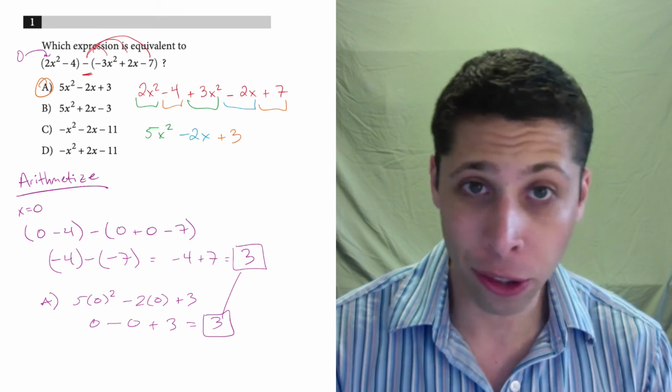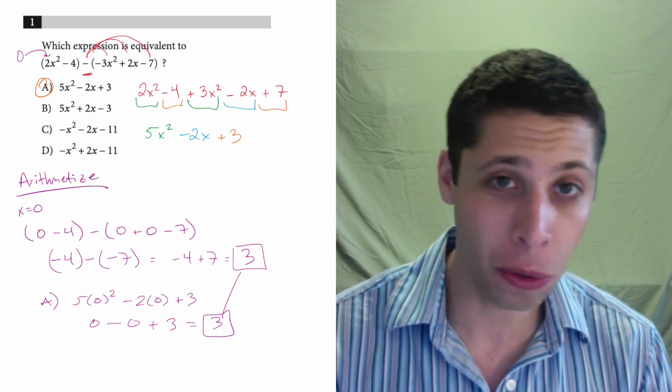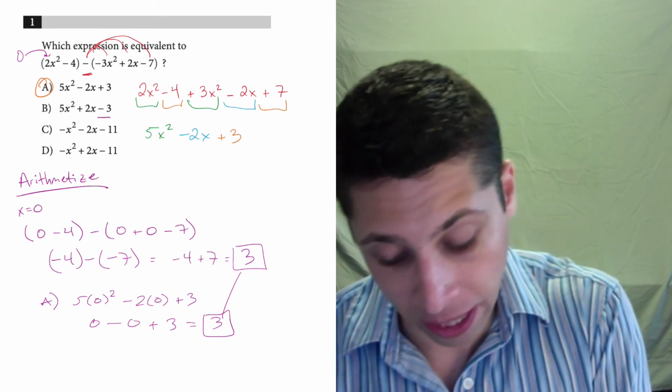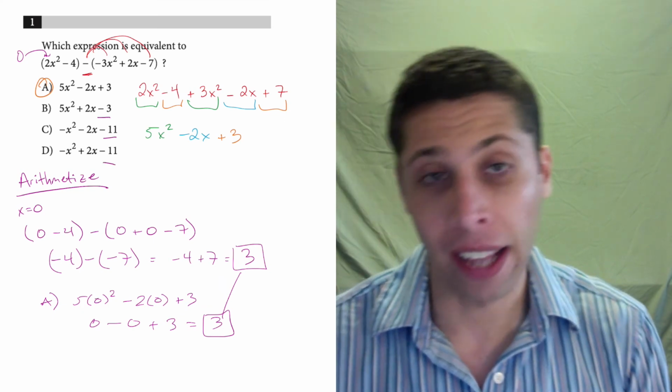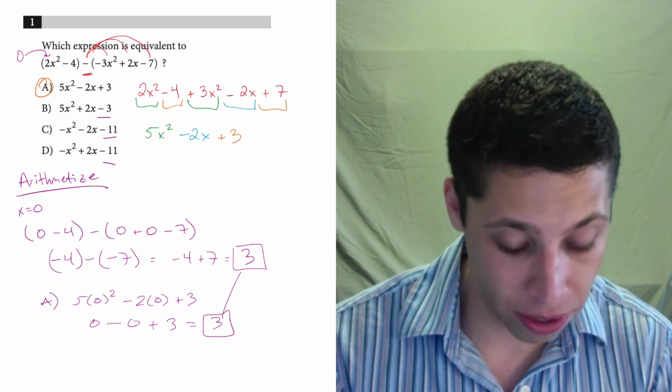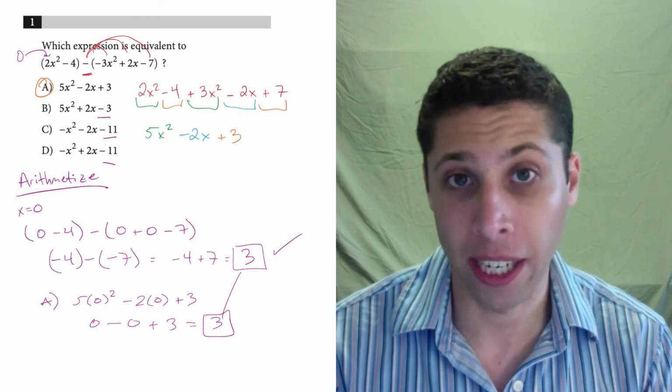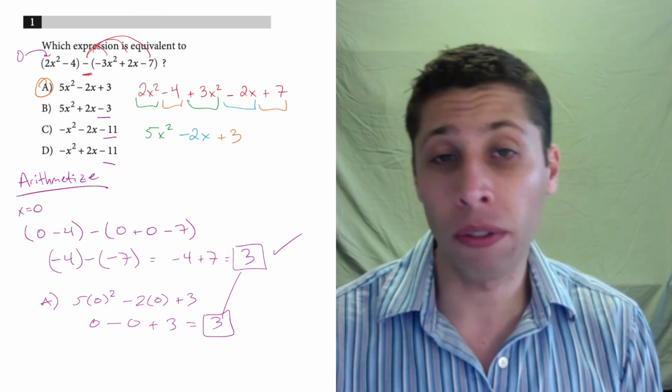And every other choice, I'm not going to waste your time with it, but every other choice is going to get me a different number. They're going to get me negative 3, negative 11, and we'll know that those are wrong because they're not the 3 that we need. So is arithmetize more efficient here?